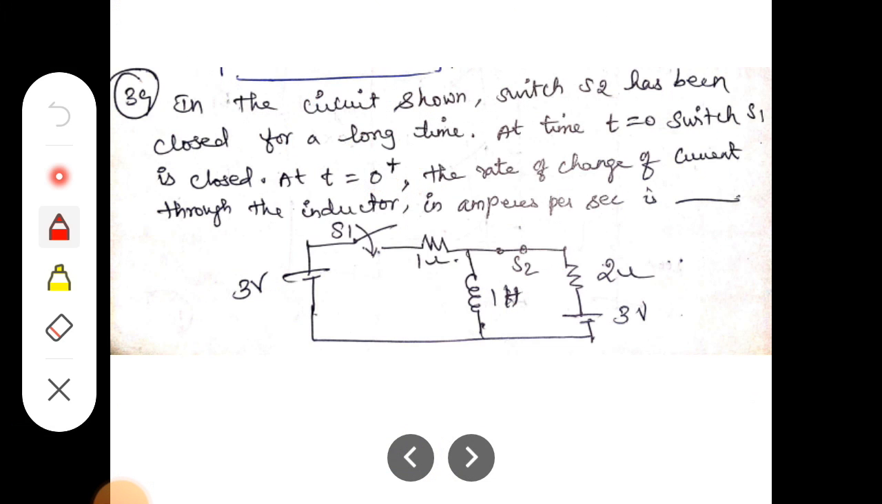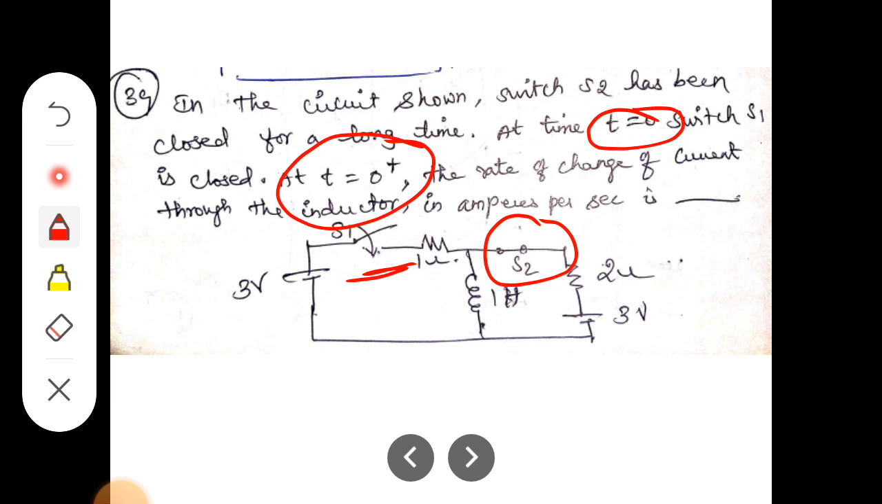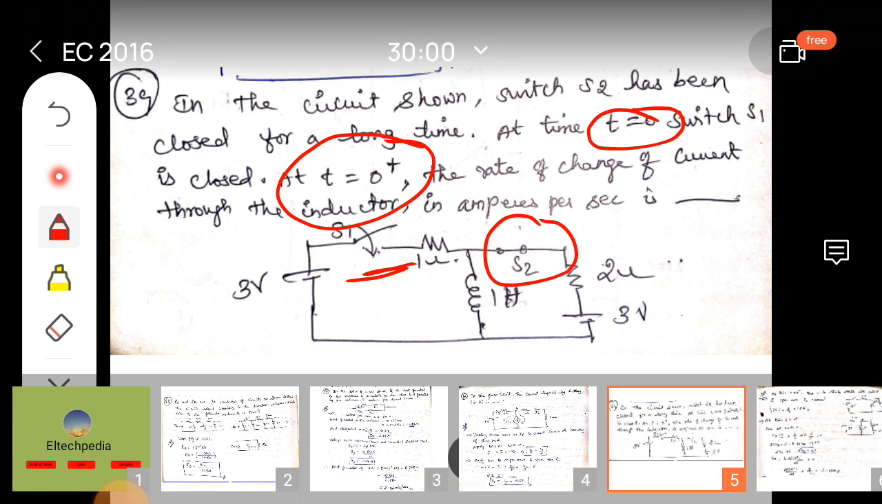In the circuit shown in figure, switch S2 has been closed for a long time. S2 is always closed for a long time. At time t is equal to 0, switch S1 is closed. At t is equal to 0 plus, instantaneous, what is the rate of change of current through the inductor, in amps per second? Here the second switch is always connected, where S1 is connected at t is equal to 0. We want to calculate the value of instantaneous current in the inductor.